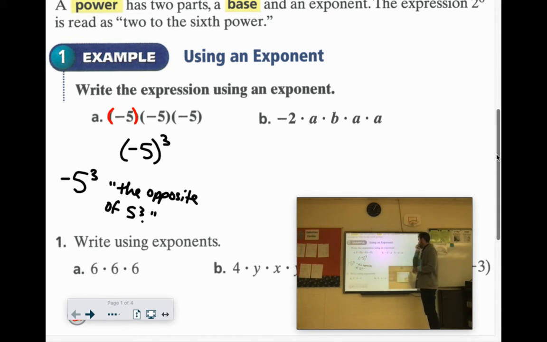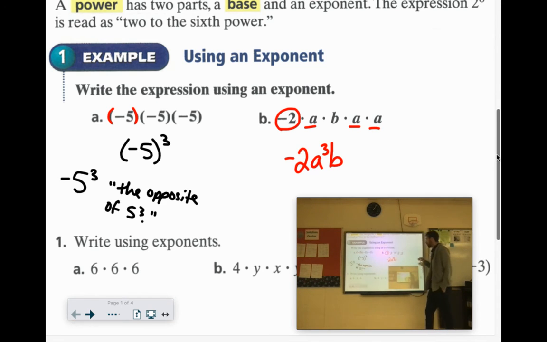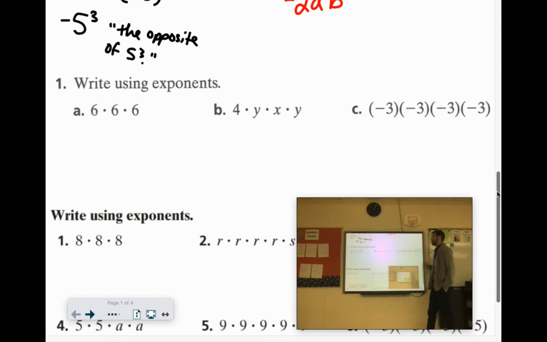So here on B, we have combining our like terms. This is our only negative 2. So because it's negative 2 to the 1st power, we don't even need to write to the 1st power, and we don't need to put it in parentheses because it doesn't make a difference. It's to the 1st power. We have a times a times a to the 3rd, and then we have b to the 1st. So you just write negative 2, a to the 3rd, b. Remember, you don't write the exponent if it's to the 1st power.